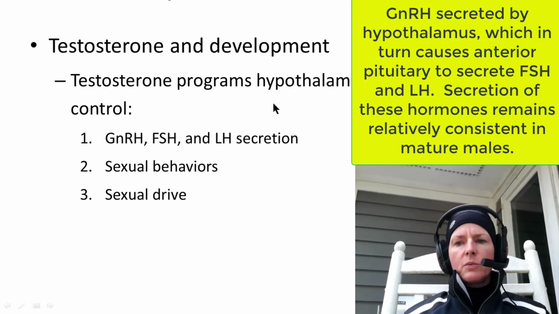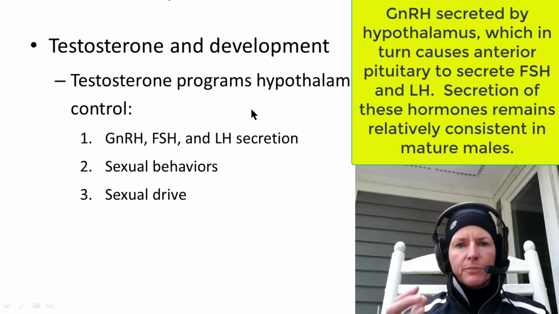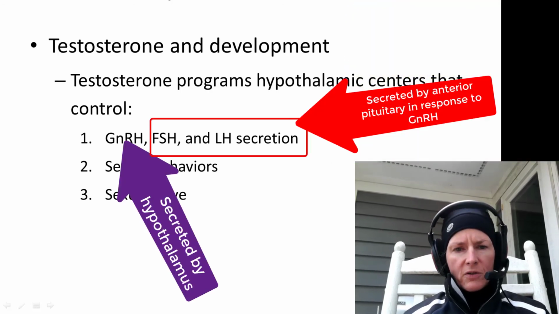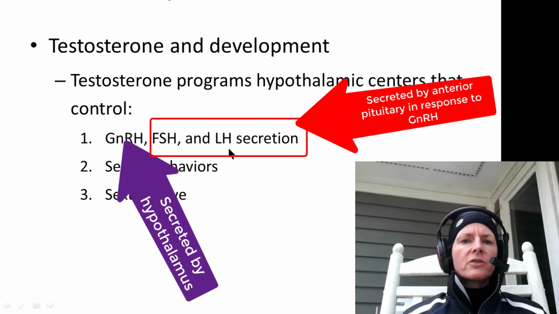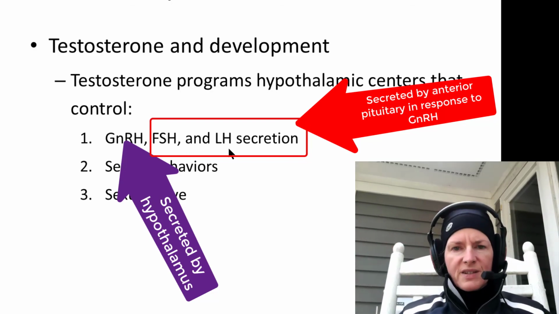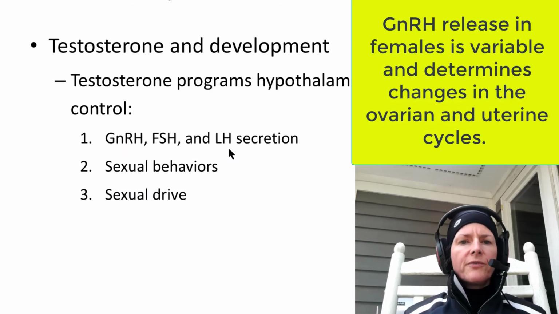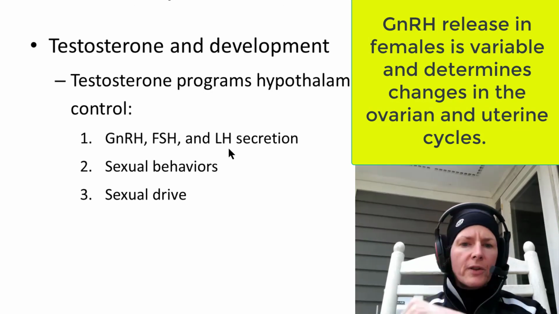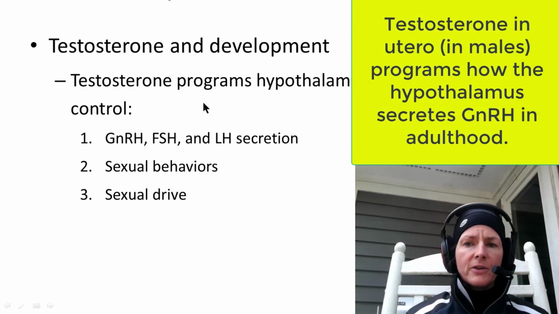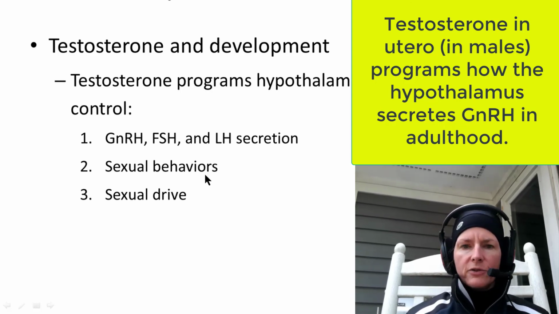All right, so basically we're going to have some hypothalamic centers that are going to program male sexual behaviors. And one of the big things about the hypothalamus in males and females is how they secrete and when they secrete certain hormones. So gonadotropin-releasing hormone, FSH and LH are secreted fairly consistently throughout the lifetime of the male at fairly consistent intervals, whereas in females these will change, and these will change with the cycles. And so this is one of the main things that testosterone does in terms of programming the hypothalamus in order to secrete the hormones at the right frequencies and times. So this, of course, is going to affect sexual behaviors and sexual drives.